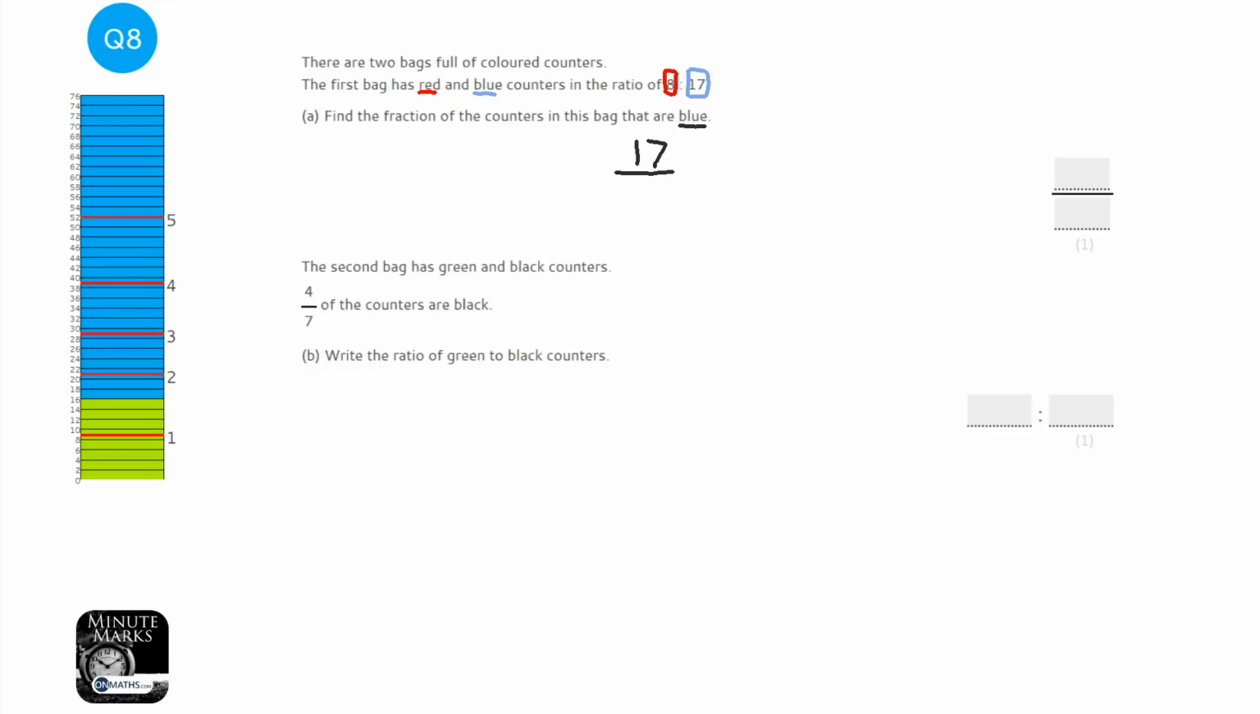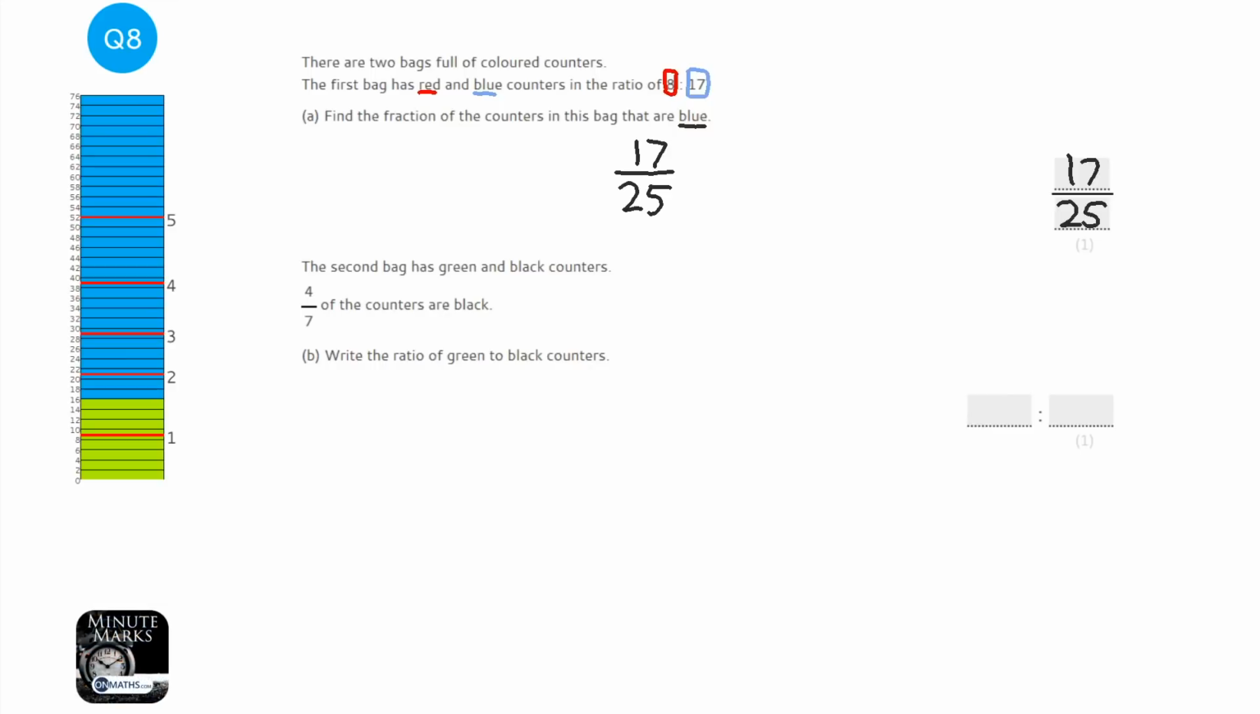But how many are there all together? It's tempting to put 17 over 8, but it's all together. The bottom of a fraction is the total. So we need to do 8 plus 17, which is 25. So the fraction is going to be 17 over 25.